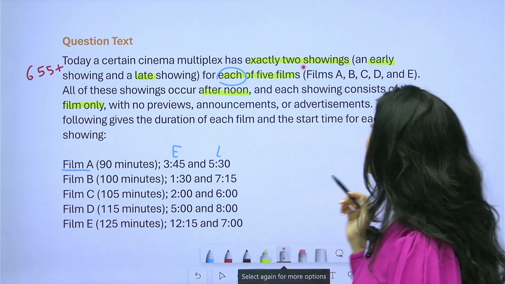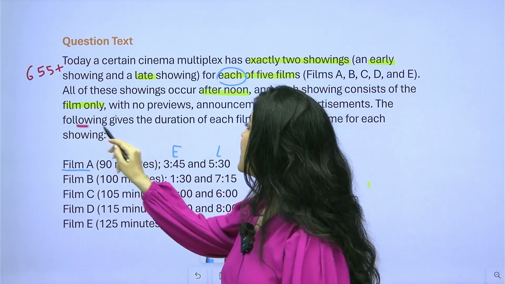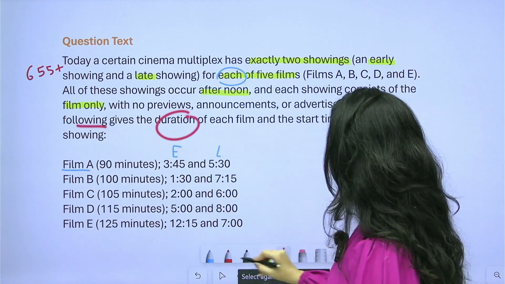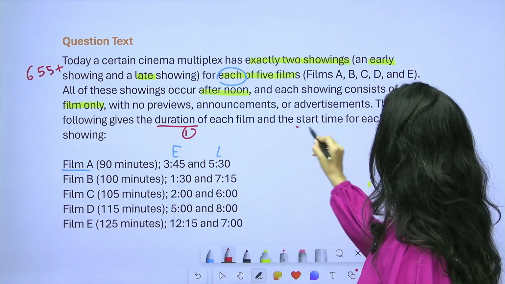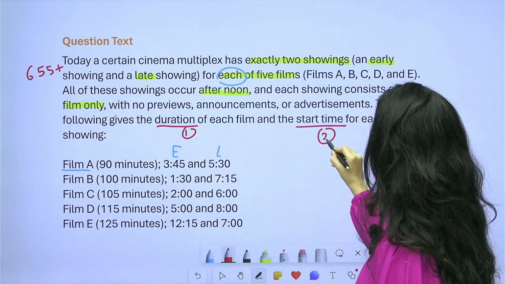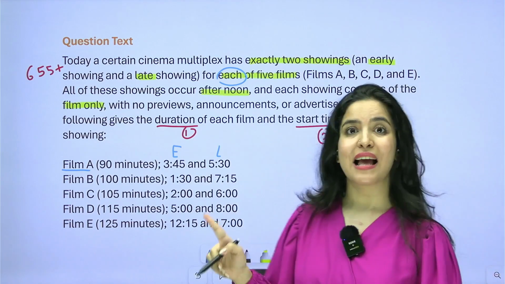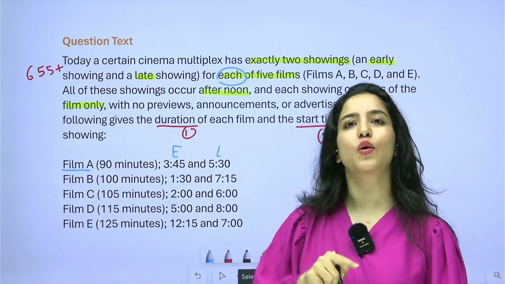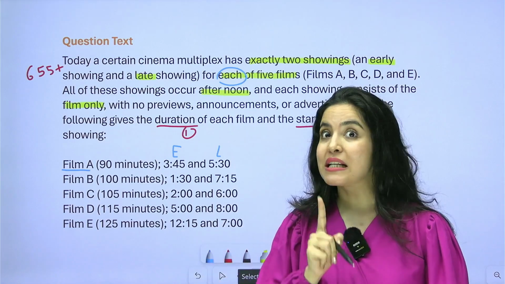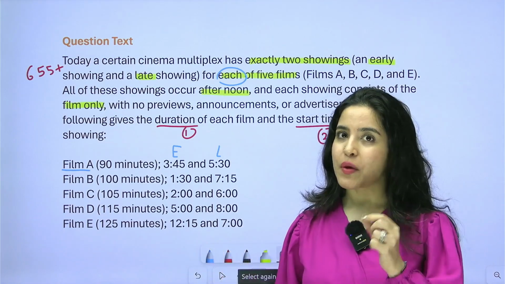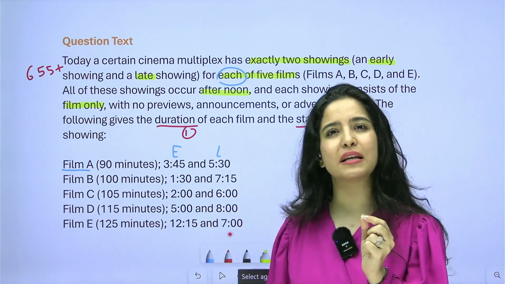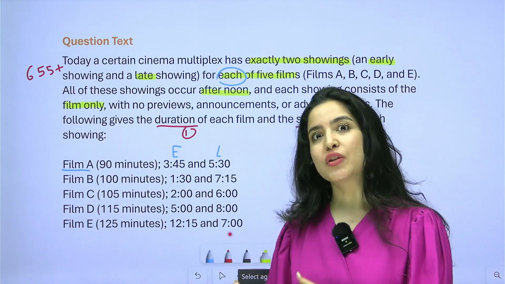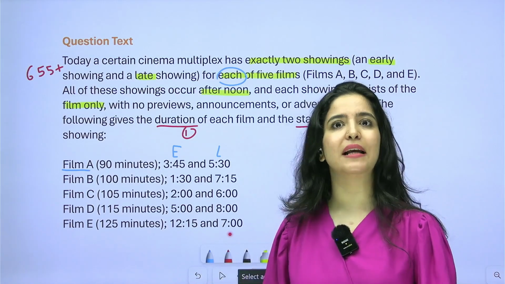Okay, so let's see. The following gives two things. Let's read this nicely. One, the duration of each film and the start time for each showing. Let's understand this. I'm never going to just jump to the next part and the next part until I completely understand this. The best way to do that is to take an example. Read at least one data point completely so that you feel confident. Okay, I know exactly how things are given.